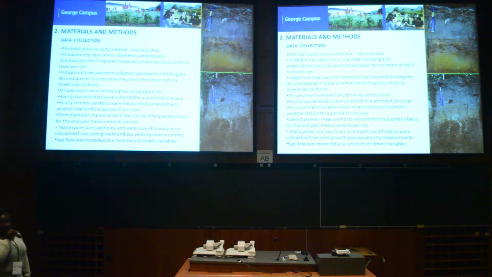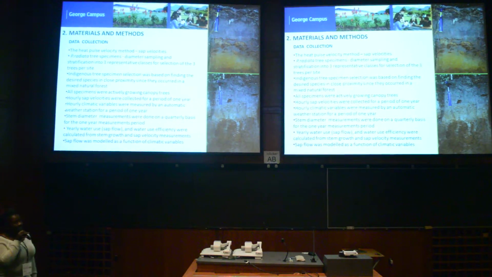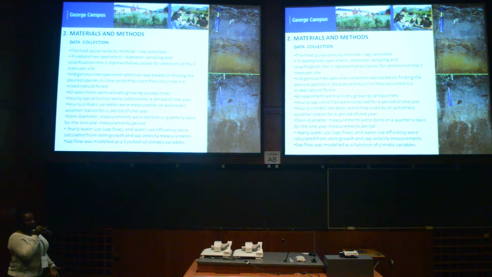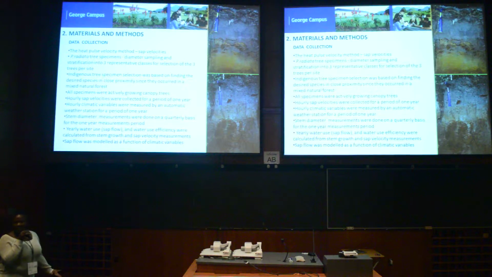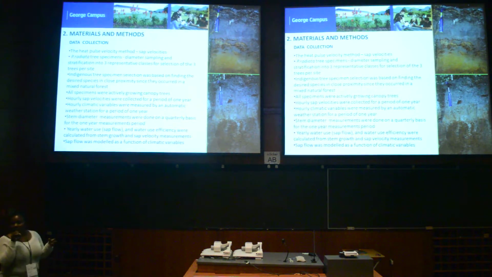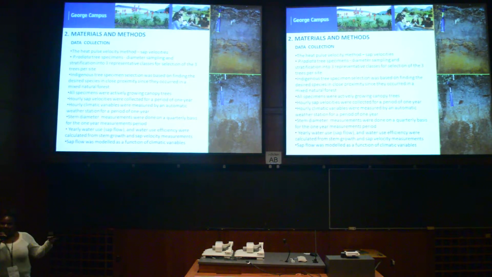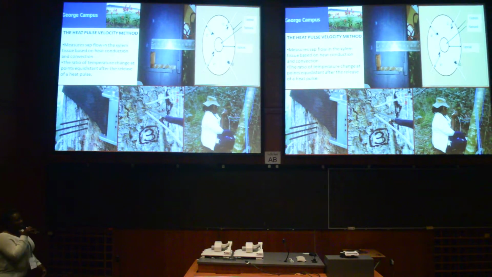Indigenous tree specimens were selected by finding desired species in close proximity because of the setup, and all specimens were supposed to be actively growing. Pinus radiata trees were 13 years old, and we used diameter to classify them in the same range. And that's the heat pulse velocity method. That's me in the field.